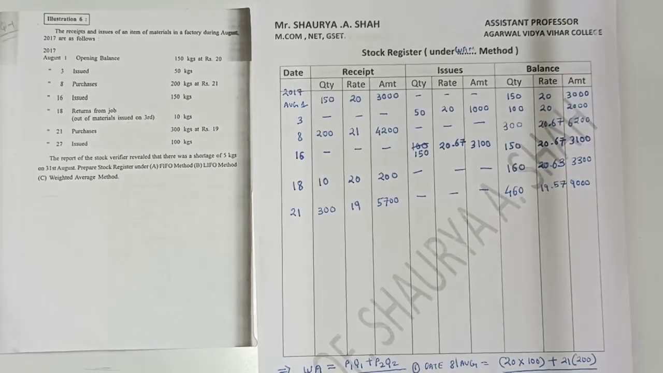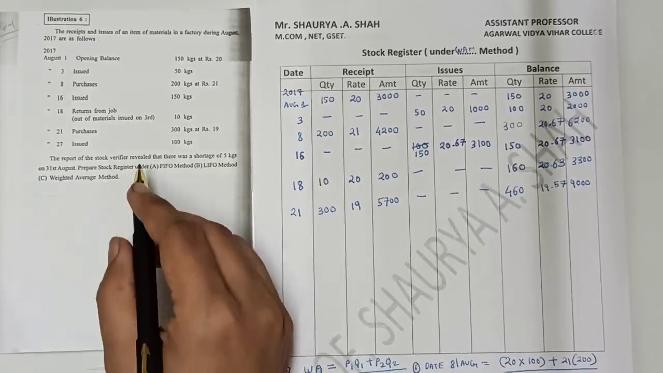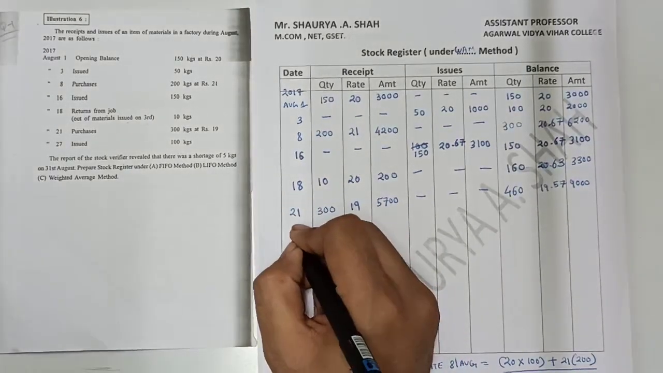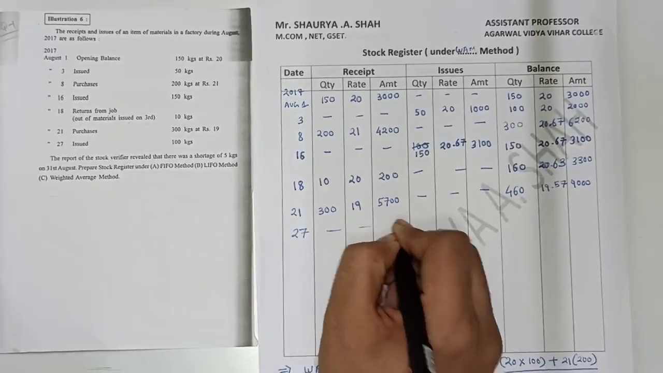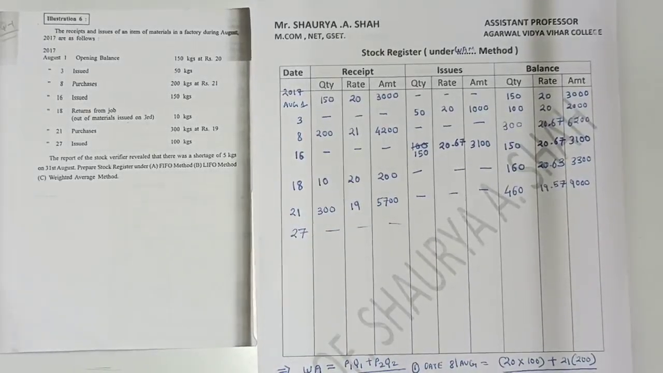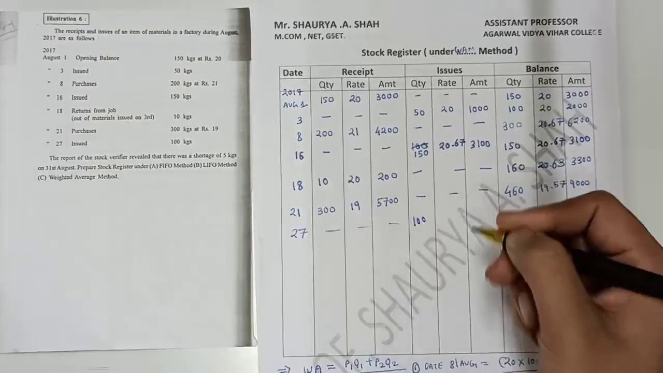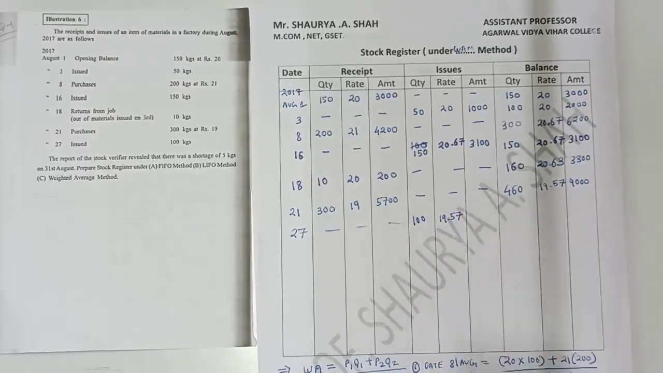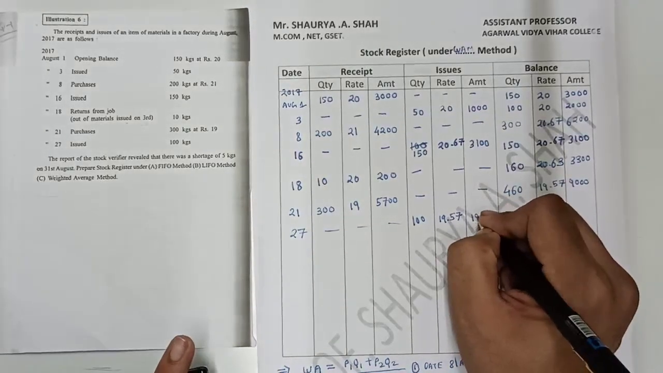Again very quickly we'll be writing the next part, that is you have now issued out of this, right? On the date of 27 you have issued, how much you have issued, students? You have issued 100. Prices, there will be no issue. You can directly take 19.57 here, right? So again multiply this 19.57, that gives me 1957.